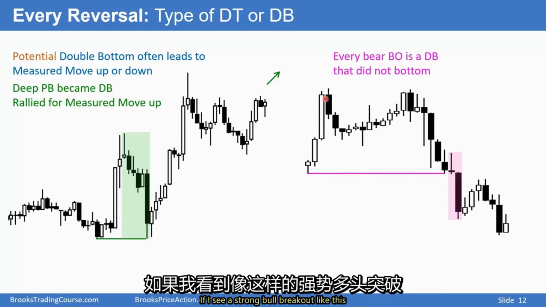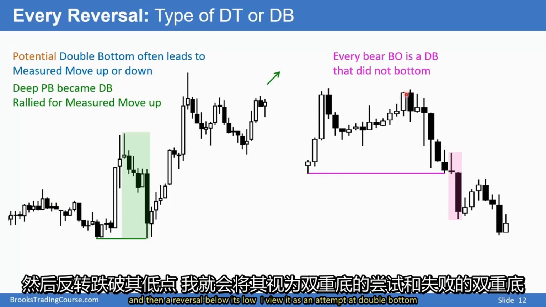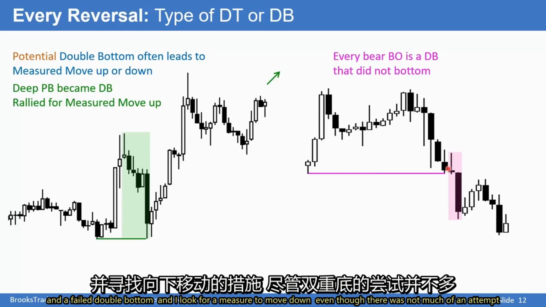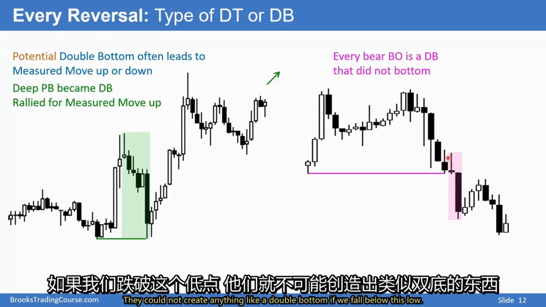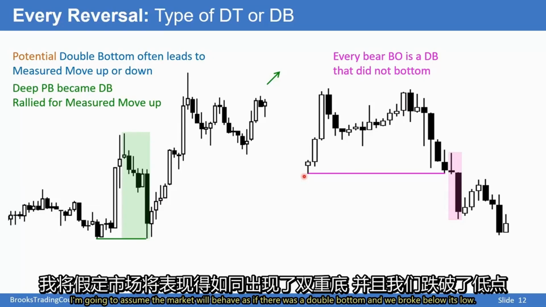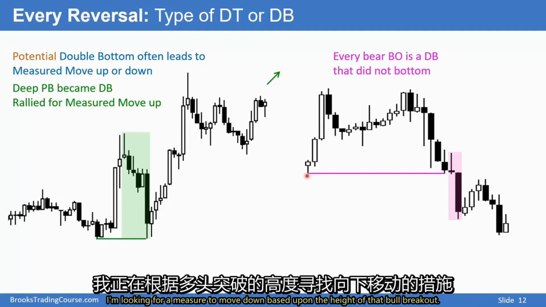If I see a strong bull breakout like this, and then a reversal below its low, I view it as an attempted double bottom and a failed double bottom, and I look for a measured move down, even though there was not much of an attempt at a double bottom. Strong bull breakout, the bulls should have created a double bottom. They could not create anything like a double bottom. If we fall below this low, I'm going to assume the market will behave as if there was a double bottom and we broke below its low. I'm looking for a measured move down based upon the height of that bull breakout.